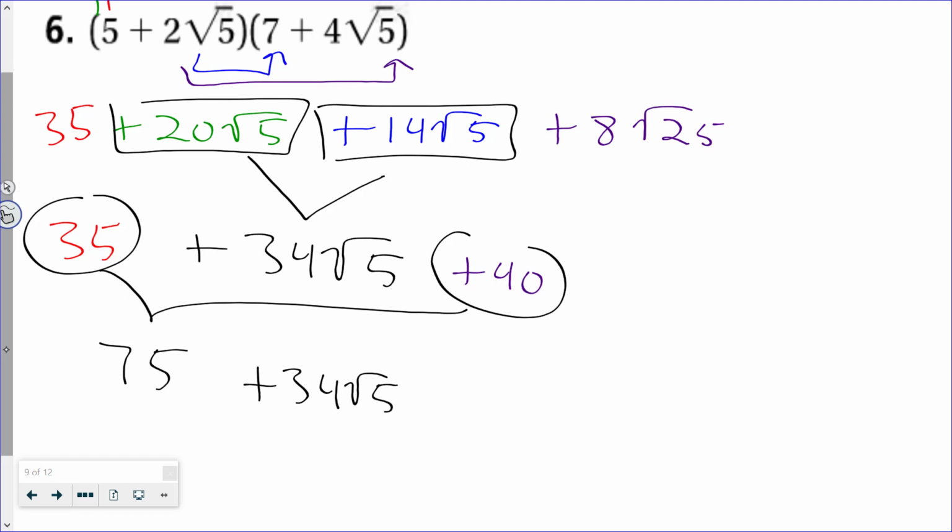This wasn't hard, was it? Not bad. Next example.